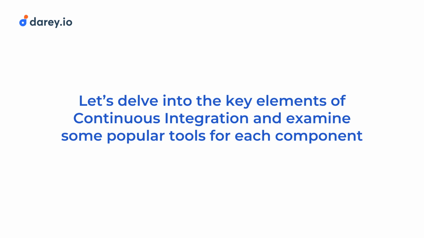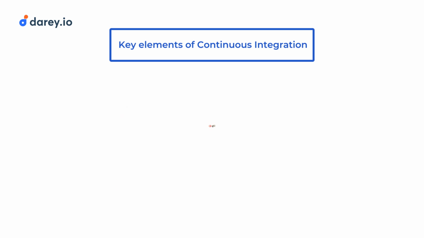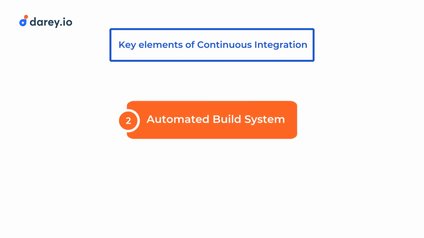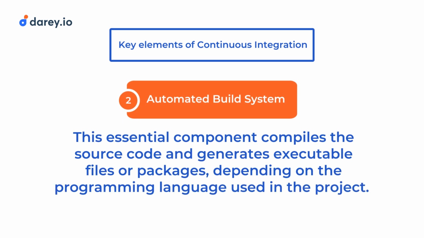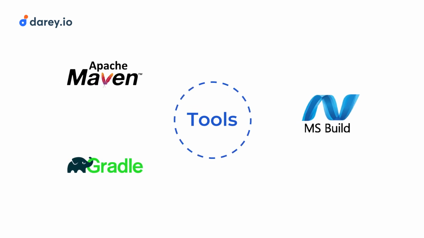Let's also take a look at the key elements of continuous integration and examine some popular tools for each component. Version control system, as discussed in our previous video on VCS, manages and tracks code changes, assuming that Git is the chosen option for version controlling. Automated build system. This essential component compiles the source code and generates executable files or packages, depending on the programming language used in the project. Examples of widely used build automation tools are Apache Maven, Gradle, MS Build.